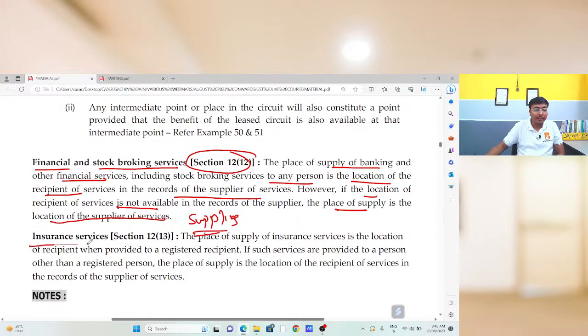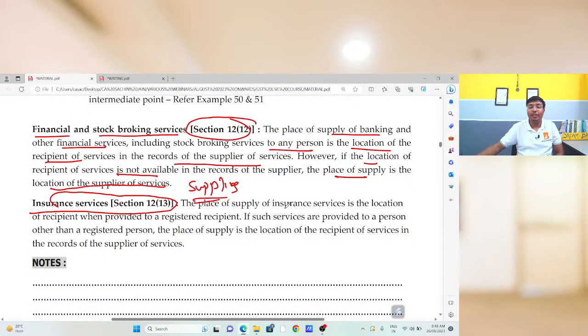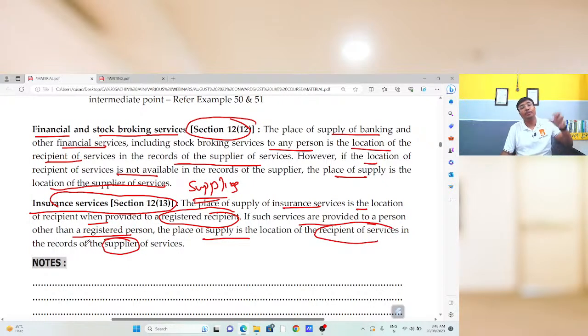Now, insurance services, section 12, subsection 13. The place of supply of insurance services is the location of the recipient when provided to a registered recipient. If the services are provided to a person other than a registered person, the place of supply is the location of the recipient of service in the records of the supplier of service. In case of insurance services, suppose the insurance company provides the services and the recipient is registered, that registered place will be treated as the place of supply. And if the recipient is not registered, the address available in the records of the insurance company will be treated as the place of supply.